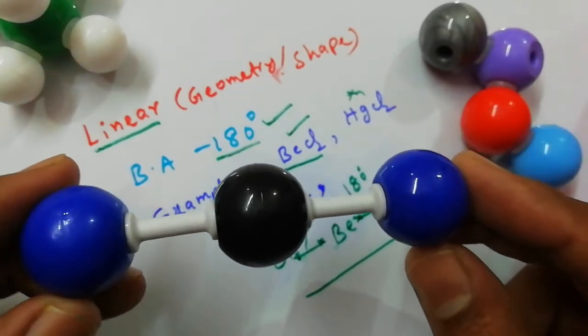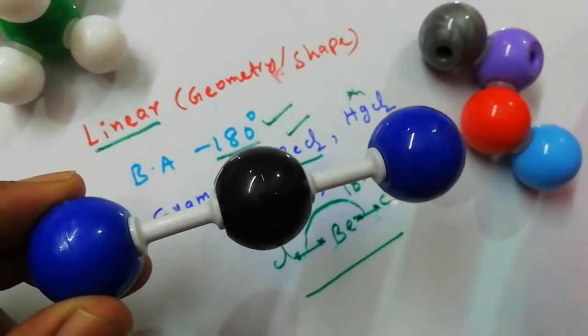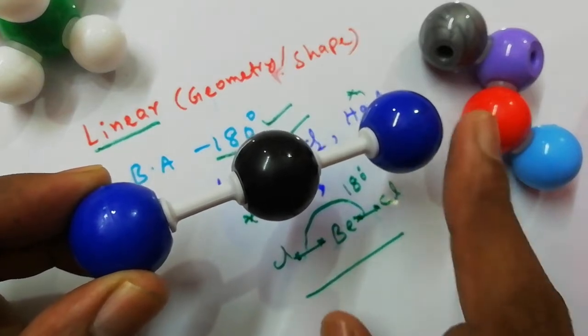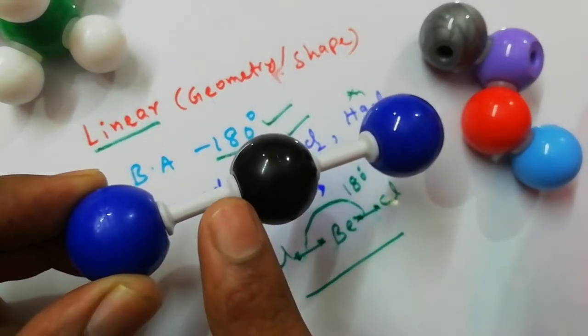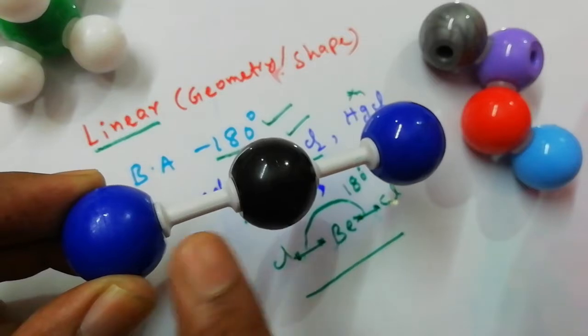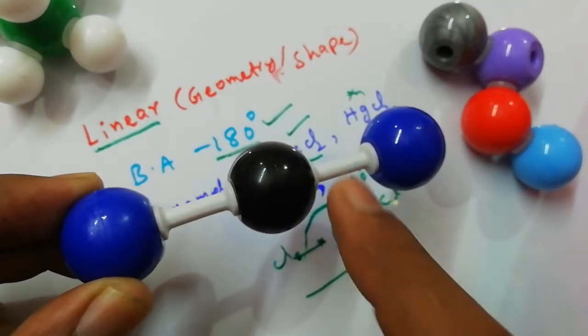See, you can see this molecular model. This is the beryllium atom and chlorine atom, and this is chlorine atom. See, from this bond to this bond, the bond angle is 180 degrees.